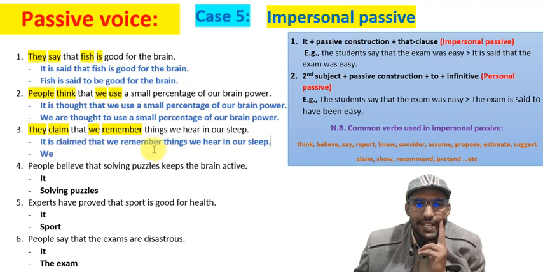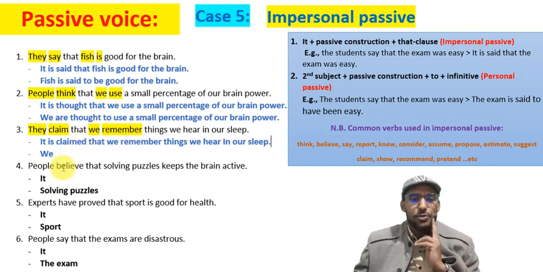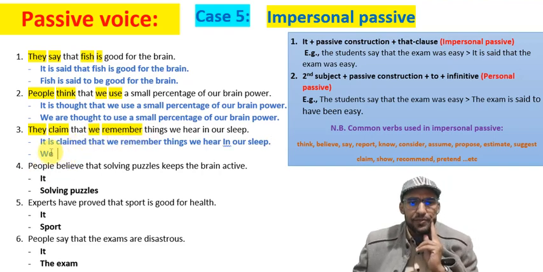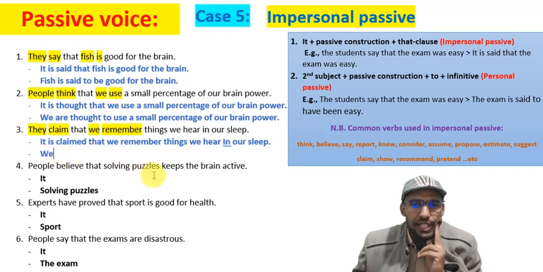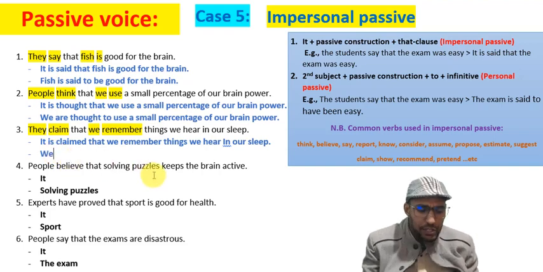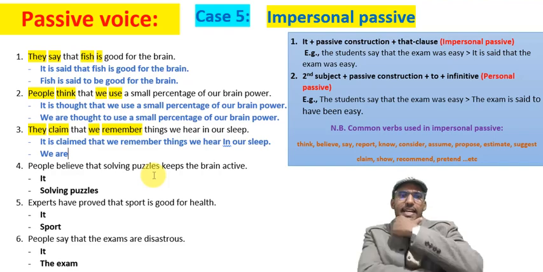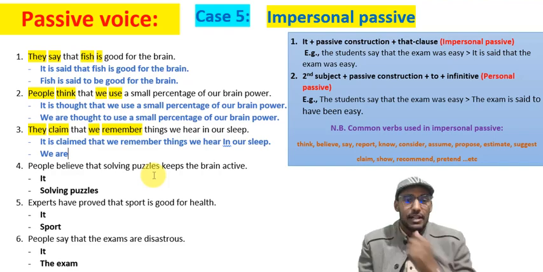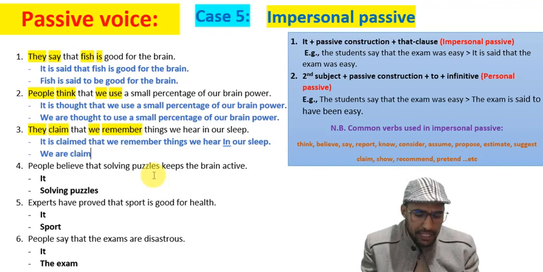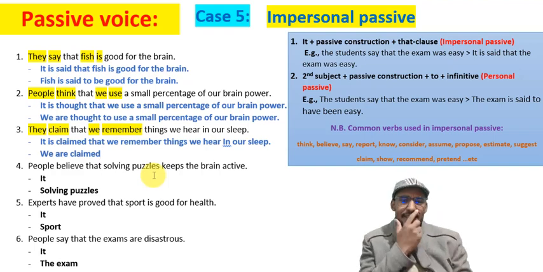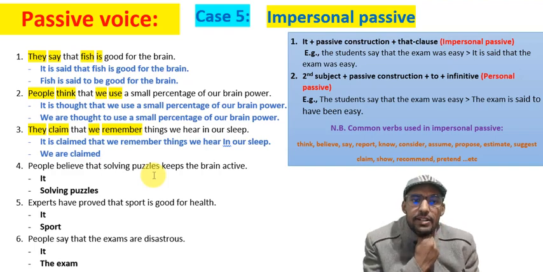Number 2, guys. Now we are going to start with the second subject, which is we. As usual, we are going to use the verb to be in the present simple, just like the active verb claim. So we say we are, and then we have claimed. This is very easy, right? We are claimed, right?